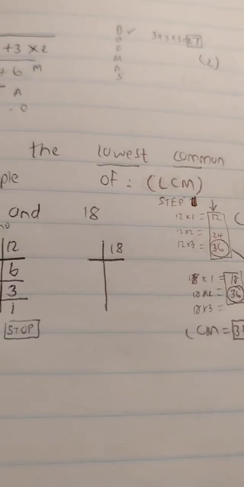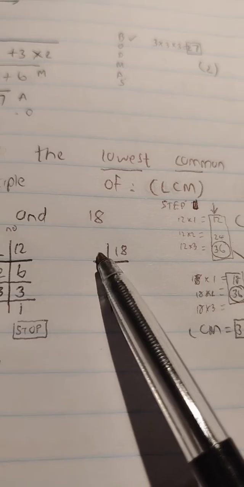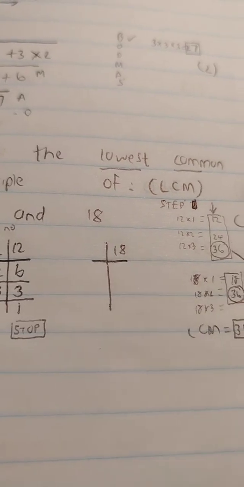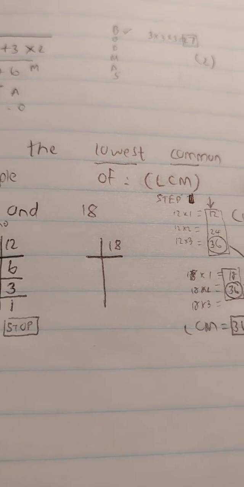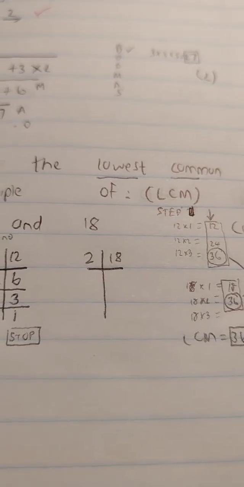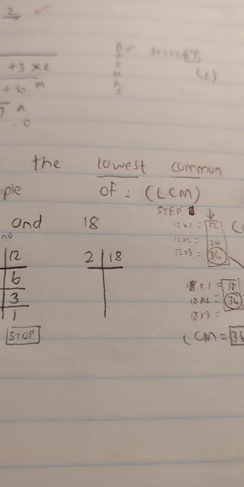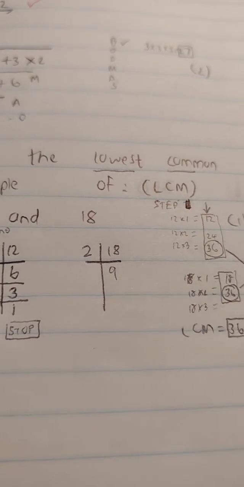Let's go do that now with 18. We ask the same question. What is the smallest prime number that goes into 18? Yes, very good. 2 goes into 18. How many times? 9 times. Smallest prime number that goes into 9.